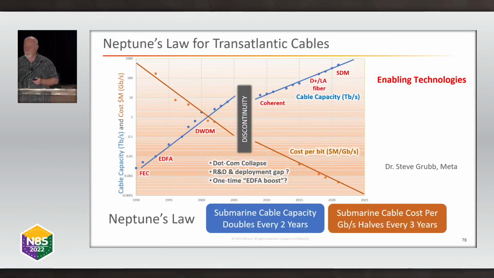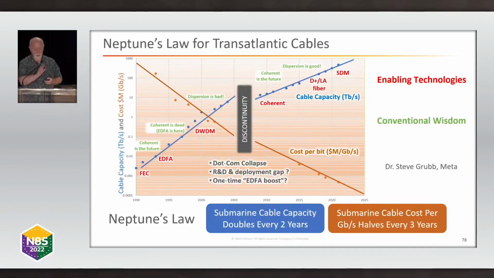But there's also a slightly whimsical progression here of conventional wisdom. It's like at the beginning, the far left, it shows coherent is the future. But that wasn't the coherent that we know today. It was using coherence as a low noise amplification technology. And as soon as EDFAs came along, that kind of coherent research started to drop away.